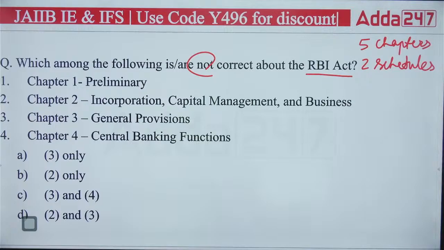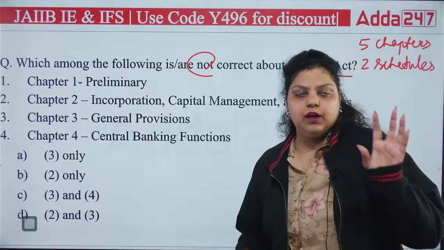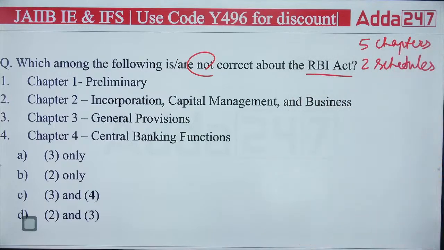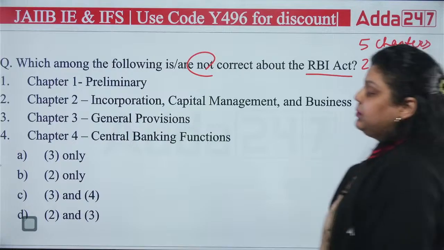Out of the 2 schedules, I guess everybody knows the second schedule. The second schedule of the RBI Act 1934 talks about the schedule banks of the country. So the RBI Act 1934 has 5 chapters and 2 schedules, and the second schedule talks about the schedule banks of the country. Now the remaining chapters, there are 5 chapters.